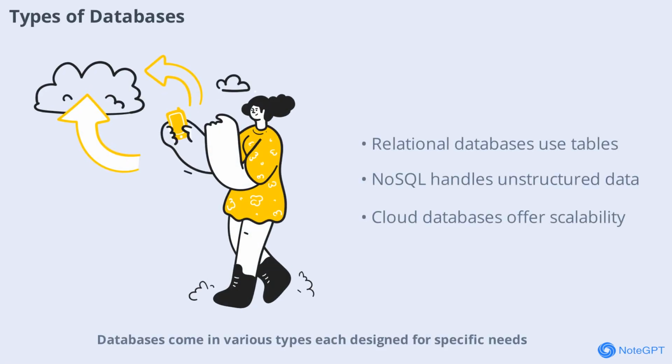Databases come in various types, each designed for specific needs. The most common is the relational database, which organizes data into tables with rows and columns. NoSQL databases, on the other hand, are more flexible and can handle unstructured data like documents or graphs. There are also cloud databases, which offer scalability and remote access. Choosing the right type depends on your project's requirements, such as the volume of data, speed, and complexity. Next, we'll dive deeper into relational databases and see why they're so widely used in business and technology.